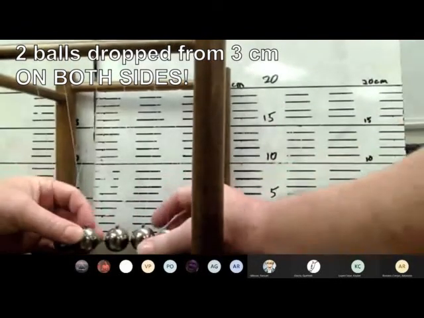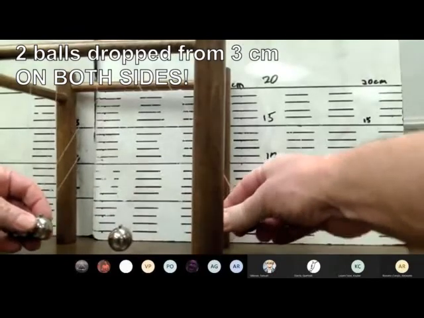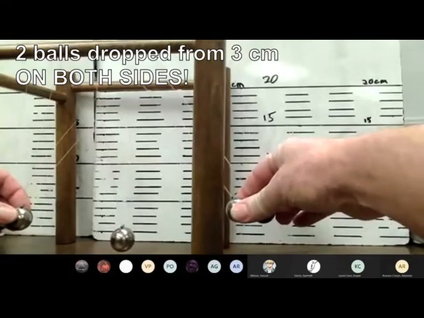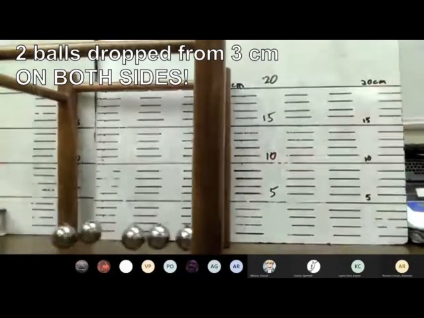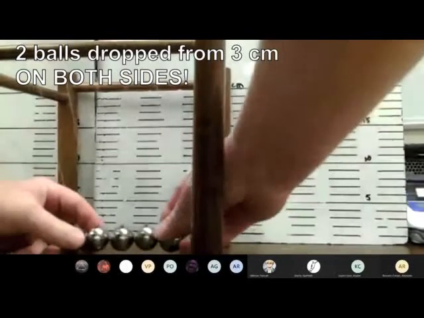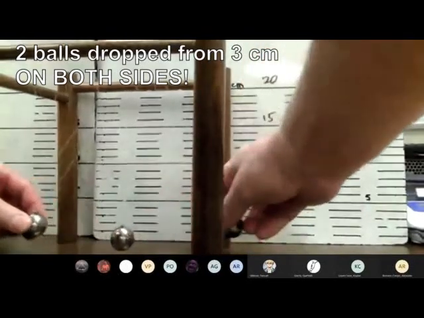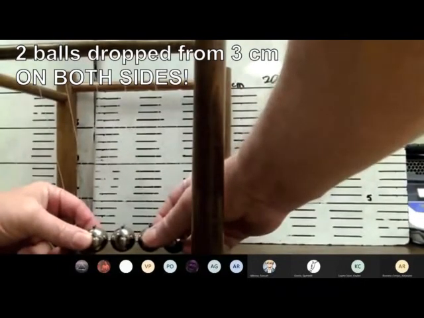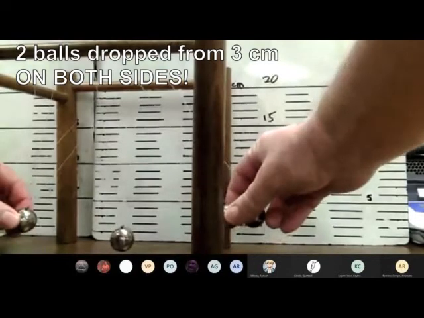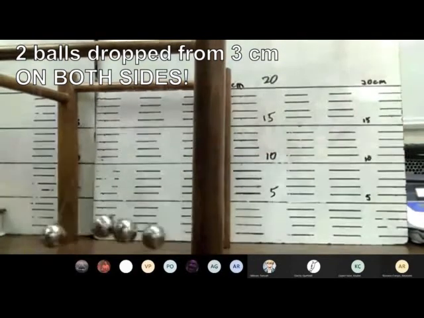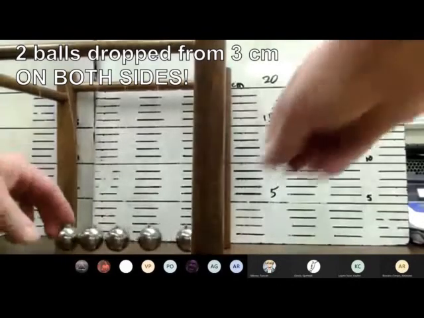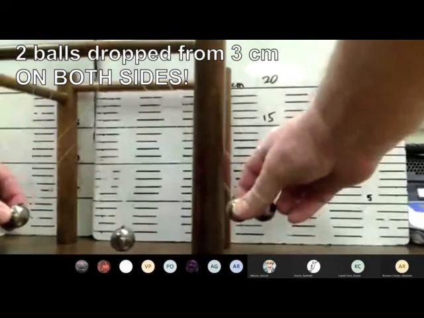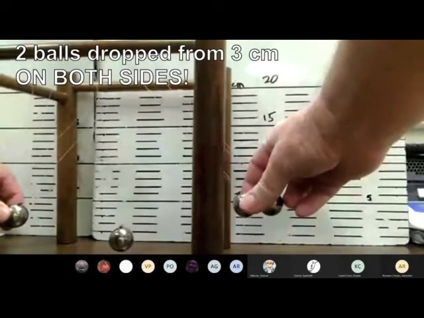So here we go. 2 balls from both left and right. 3 centimeters high. 3, 2, 1. It's a little tricky. Let me try it from here. Stop that guy from moving. Here we go. 3, 2, 1. Got a little tangled on that one. And again. 3, 2, 1.